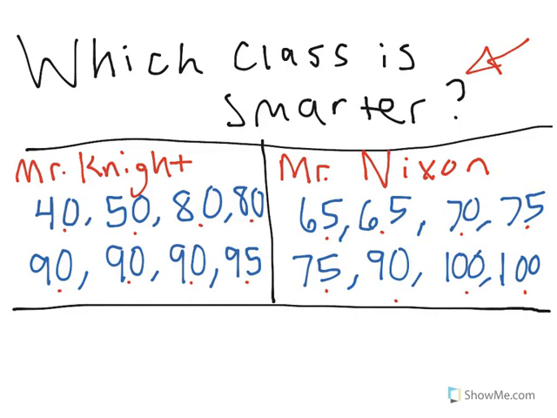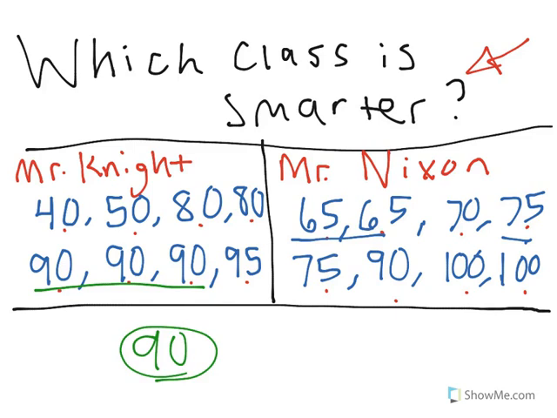I could use mode as well. If you look at Mr. Nixon's mode, he has modes of 65, 75, and 100. Actually it's 3 modes, where Mr. Knight has a mode of 90. So therefore you could say, oh, well, he has a mode of 90, so that's the number most scored, so that's better than Mr. Nixon's.